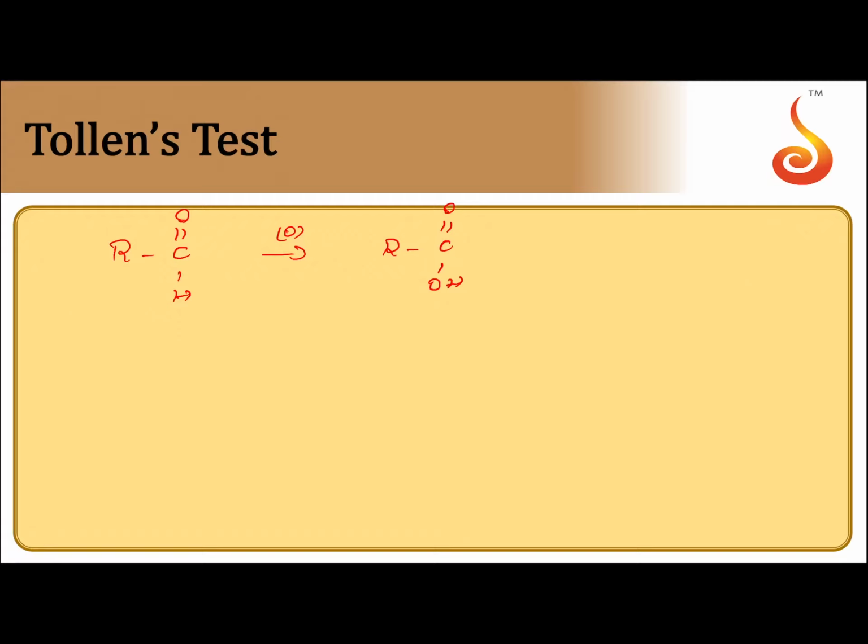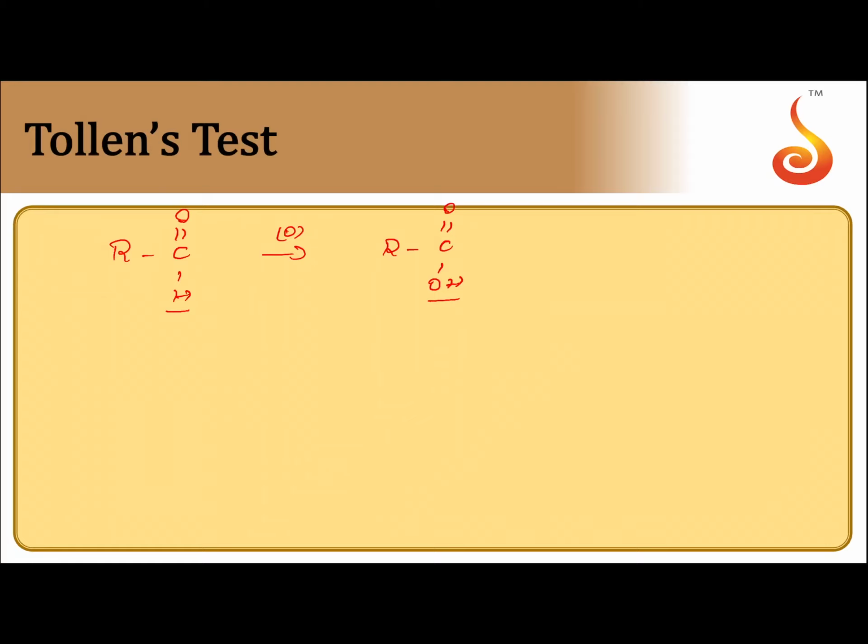I'm again repeating, aldehydes on oxidation will give carboxylic acids. What is happening here? The C-H bond is converted to a C-OH bond, meaning there is cleavage of the C-H bond, which takes place even in the presence of mild oxidizing agents like Tollens reagent. And you will get carboxylic acids having the same number of carbon atoms.